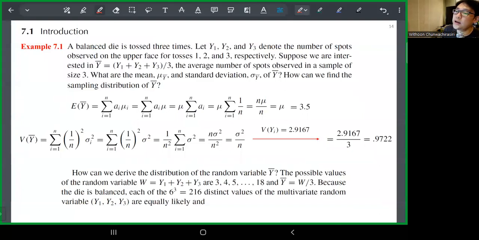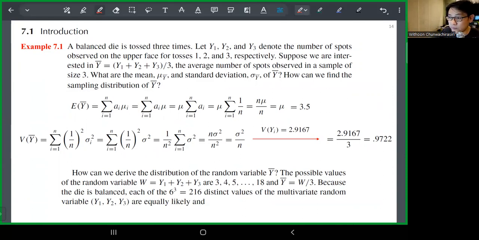All right, suppose we are estimating y bar. We just want to get the average number of spots that those 3 tosses will give. So what are the mean and the standard deviation of y bar? That function we just generated is just the sum of the 3 divided by 3. And how can we find the sampling distribution of y bar?